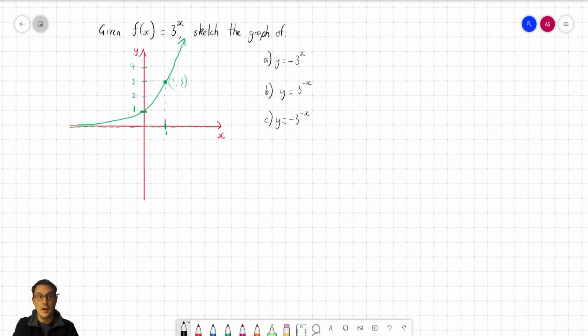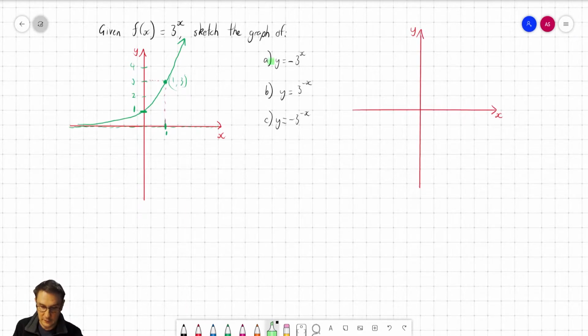Now we're being given a function here, which is f of x equals 3 to the x. And what we want to do is sketch alternatives of this, where slight changes are made. Now, the changes we have to make here are y equals negative 3 to the x, y equals 3 to the negative x, and y equals negative 3 to the negative x. So what we're going to do is pay attention to what happens here and try to understand as we graph each of these.